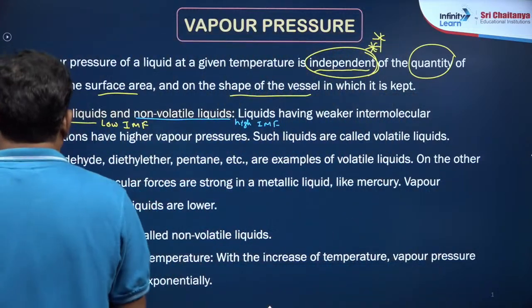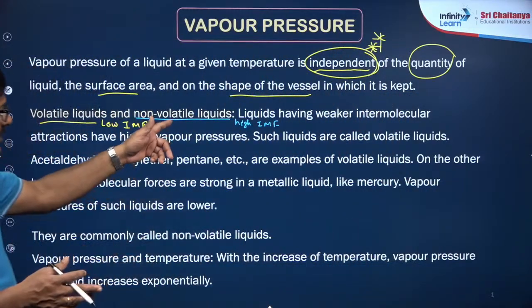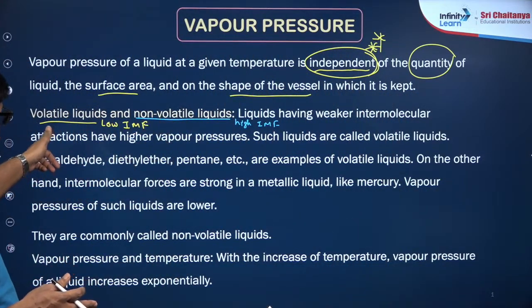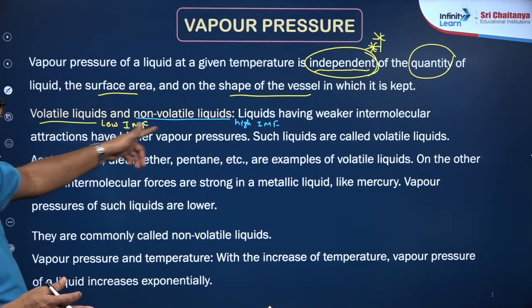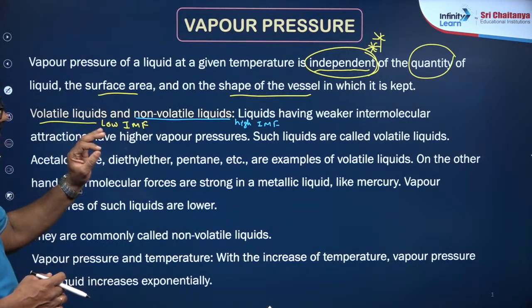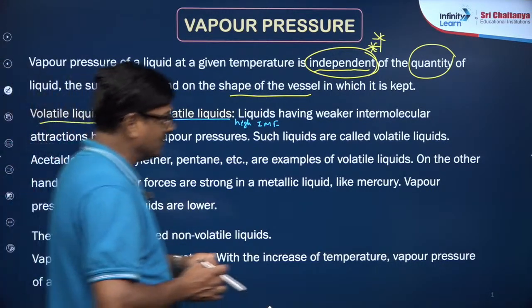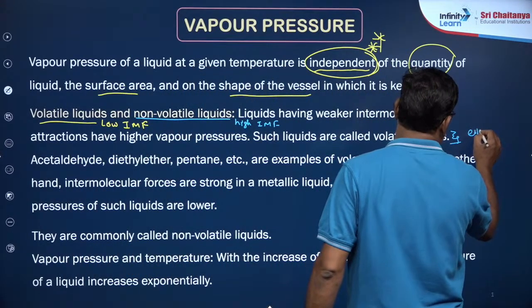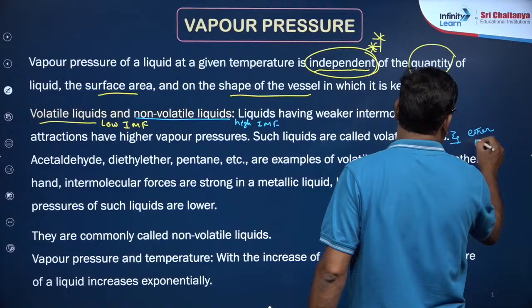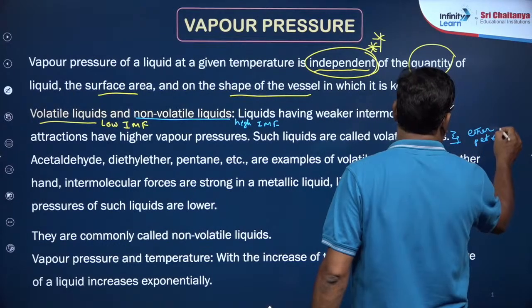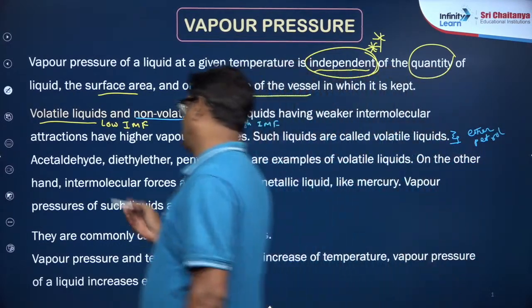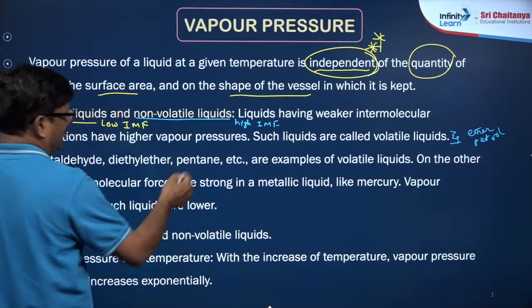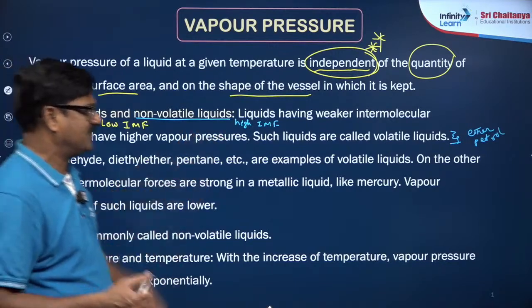So, liquids having weaker intermolecular forces or attractions have higher vapor pressures. Such liquids are called volatile liquids. Examples: ether, petrol. Acetaldehyde, diethyl ether, and pentane are examples of volatile liquids.